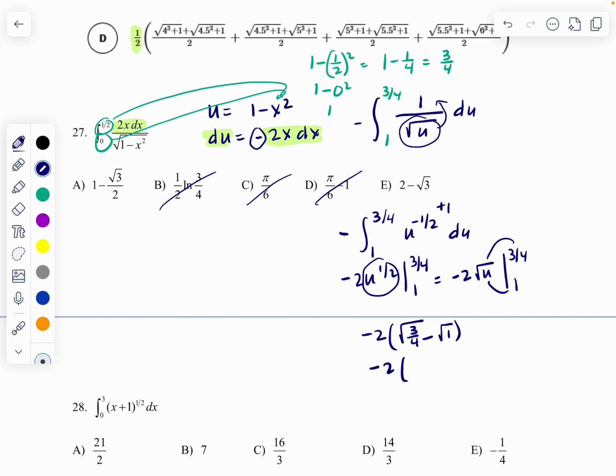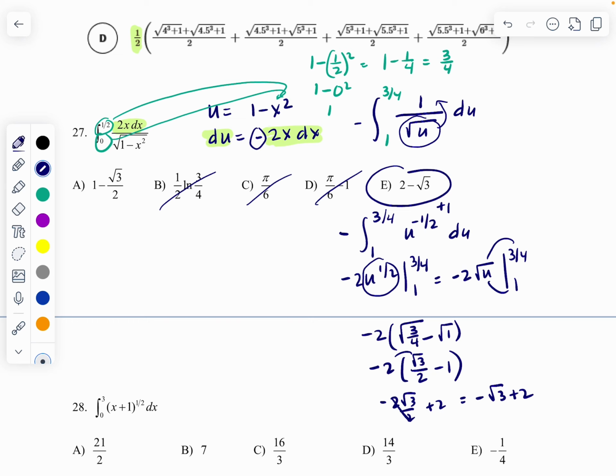Okay, so this right here, the square root of 3 is the square root of 3, the square root of 4 is 2, and then the square root of 1 is 1. I could do that, right? And then if I distribute this, that's going to be -2 rad 3 over 2 plus 2. So these cancel out, so it's really negative radical 3 plus 2, which looks like it's E as your answer.